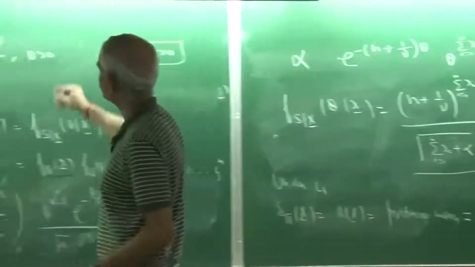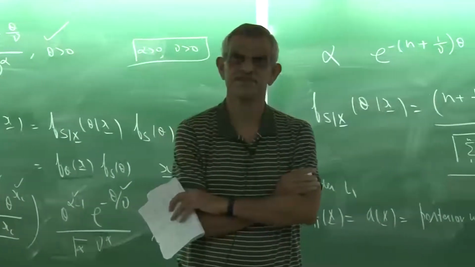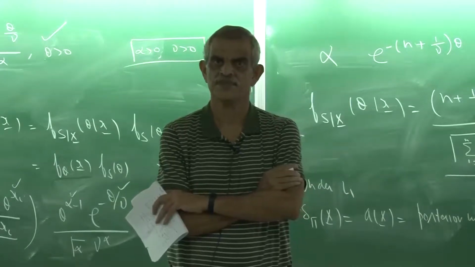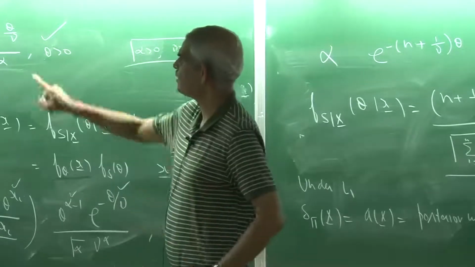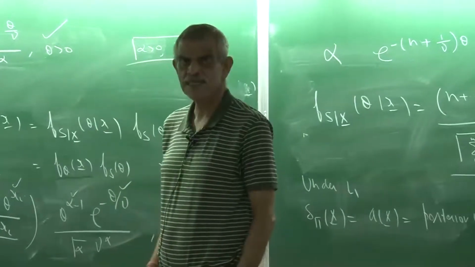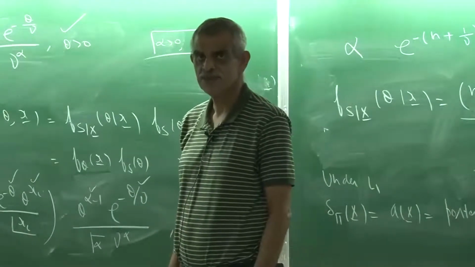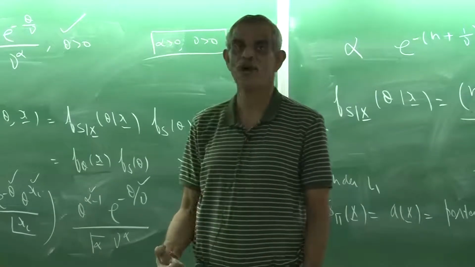My prior was this. Prior was this, what does that mean? That means what is my mean? My mean is nothing but alpha times nu. What is the variance? Alpha times nu square.